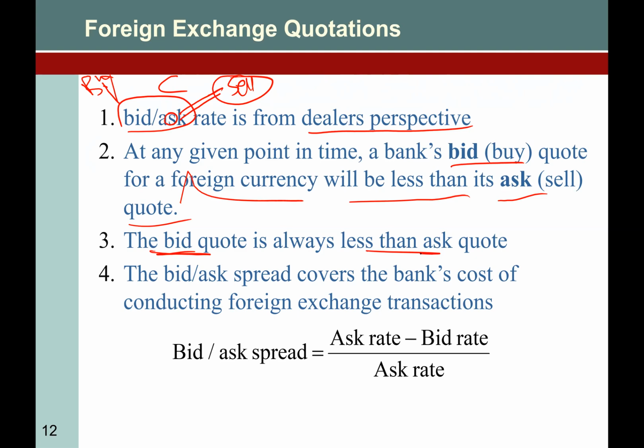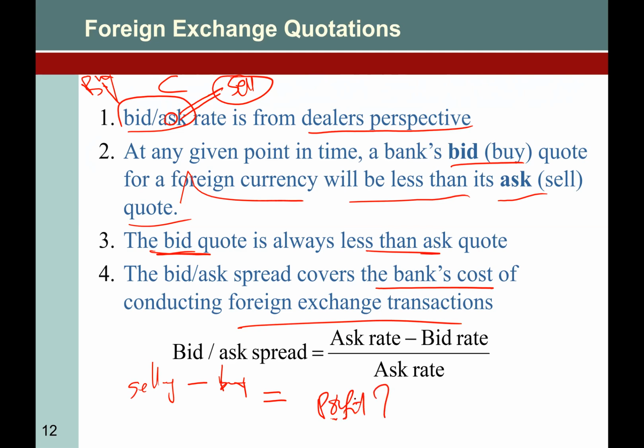The bid-ask spread covers the banking cost of conducting financial transactions. So my question is, this is the selling rate, and selling minus buying is equal to profit. Is that right? The answer is no. Why? Because the bank still did not adjust for its other expenses: salaries to the staff, utility bills, rent expenses. So the difference between the currency bid and ask is called the spread.